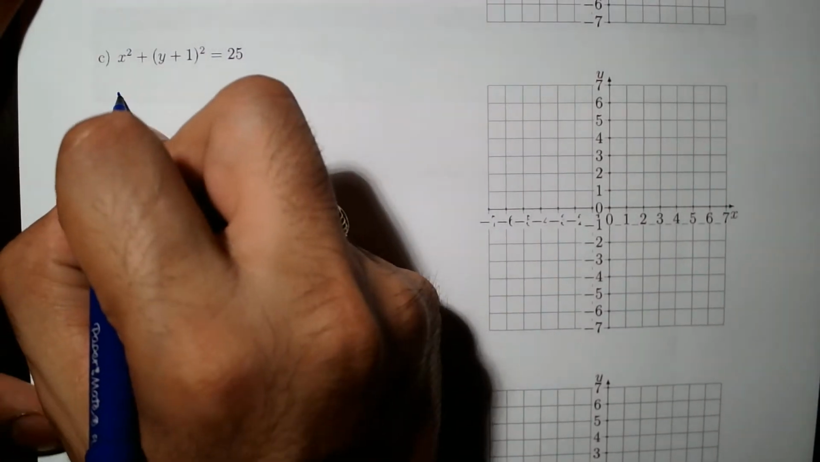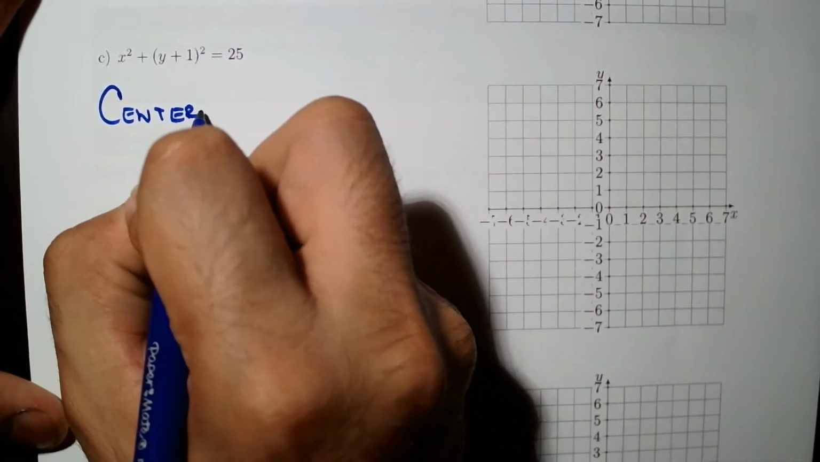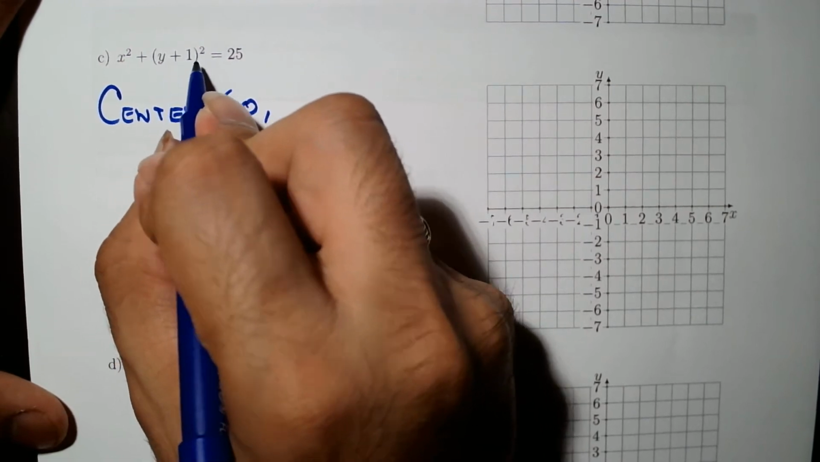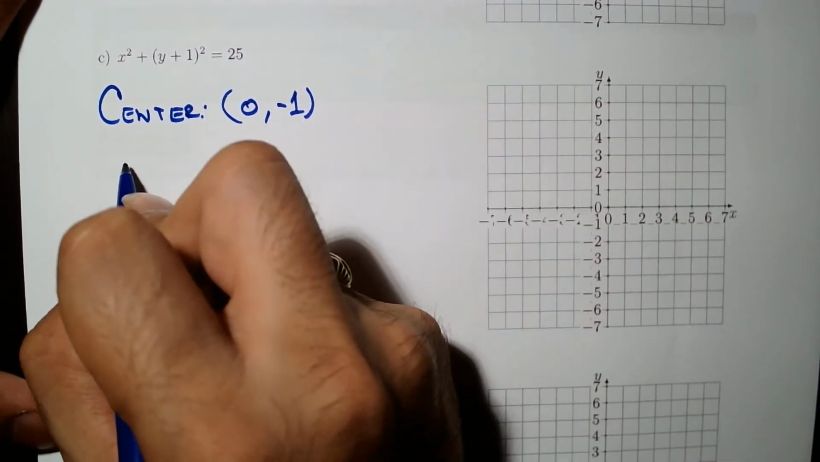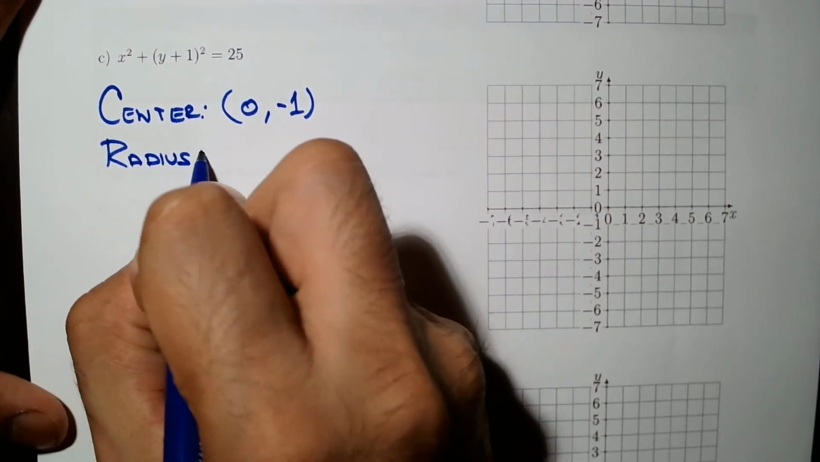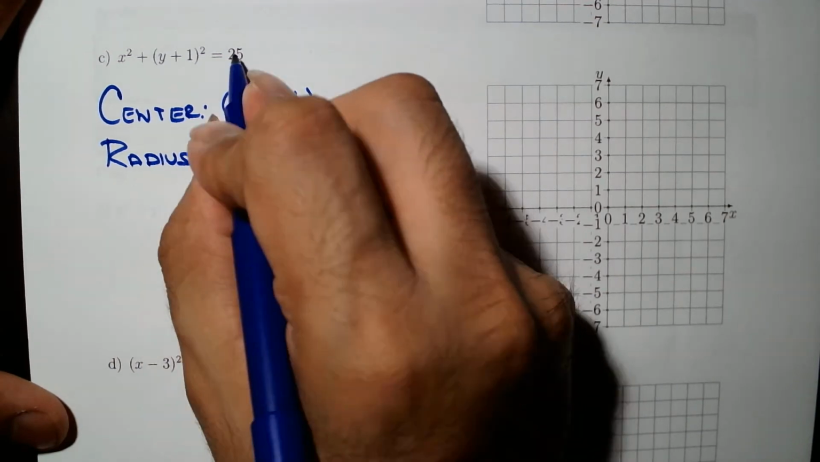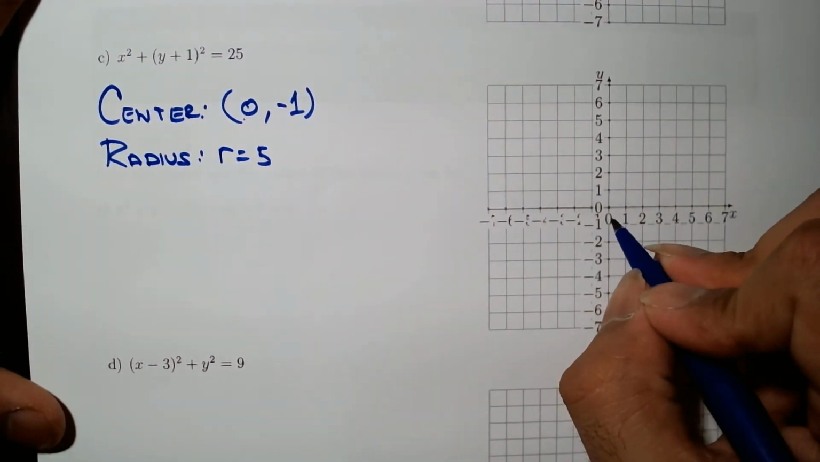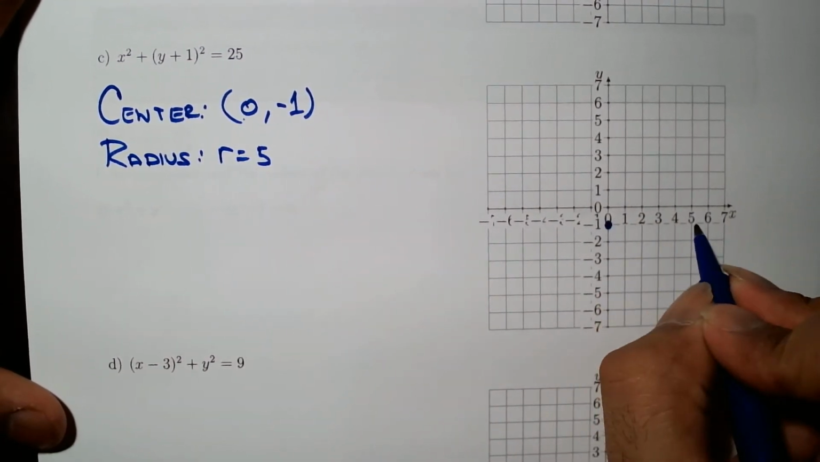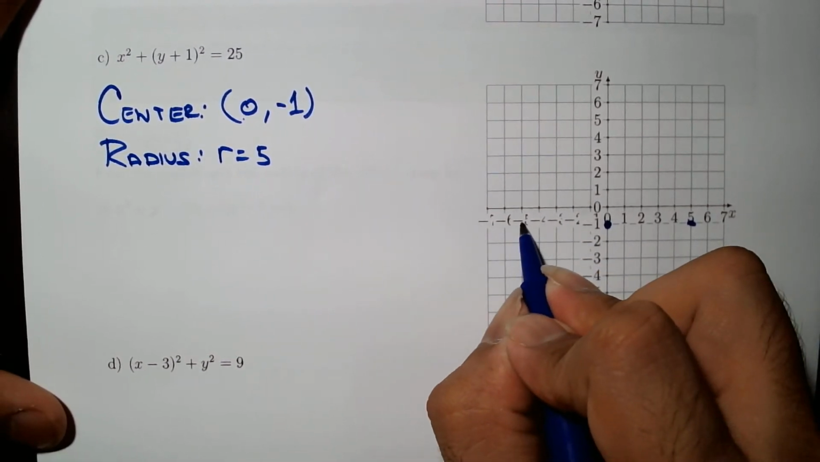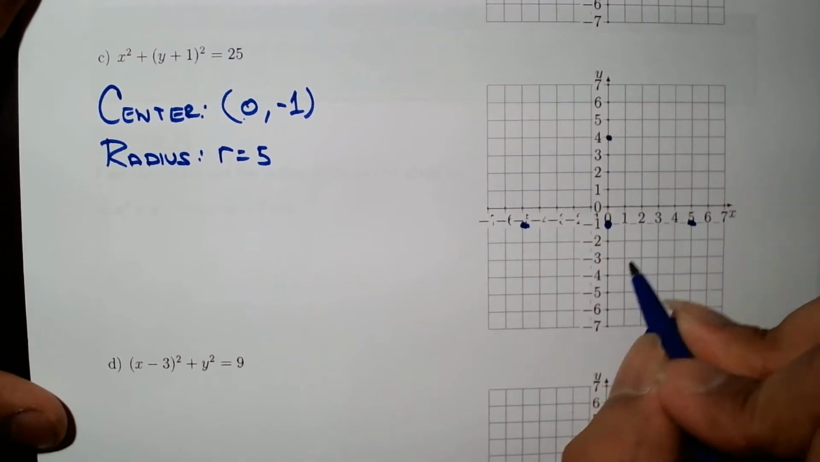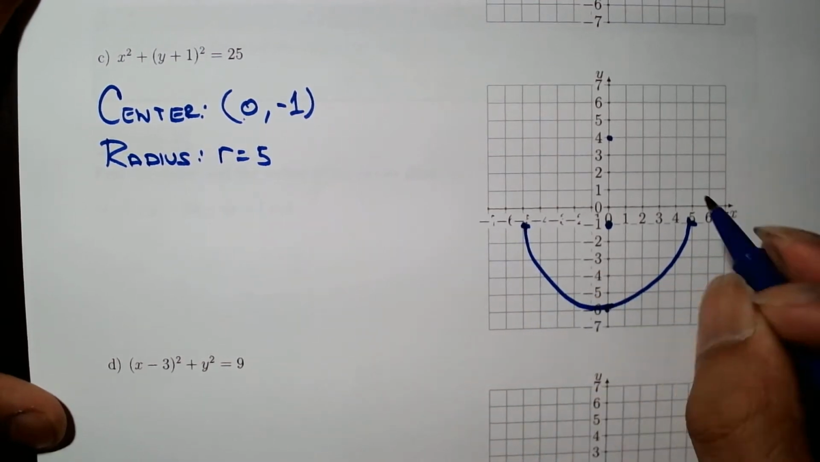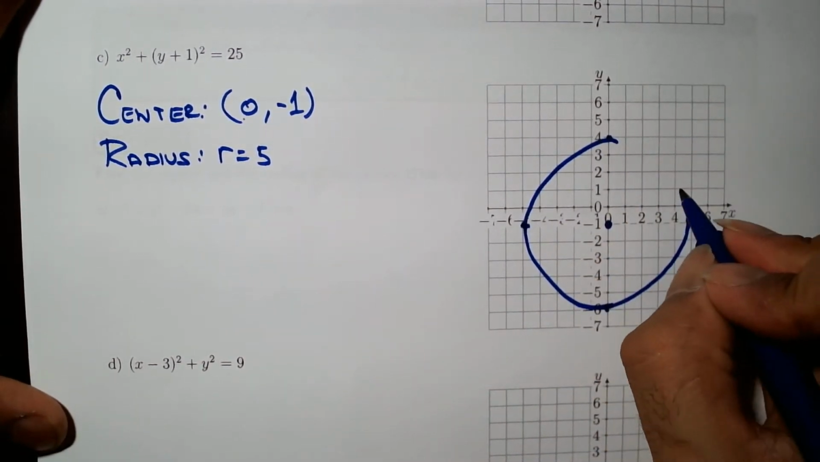For letter C, the center will be, notice there's no number here, so this is going to be 0, comma, the opposite of positive 1 here, which is going to be -1. And the radius is going to be r equals the number whose square is 25, which in this case is 5. Let's go and plot our center, which is (0, -1). From there we count 5 units to the right, 5 units to the left, 5 units up, and 5 units down. There's one. Let's put them together and draw a circle.